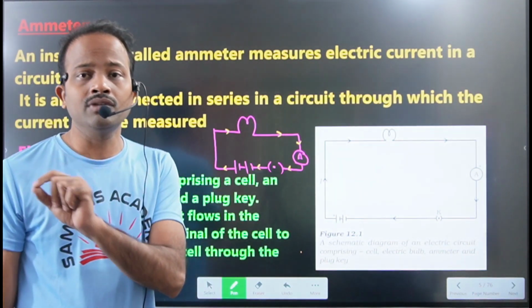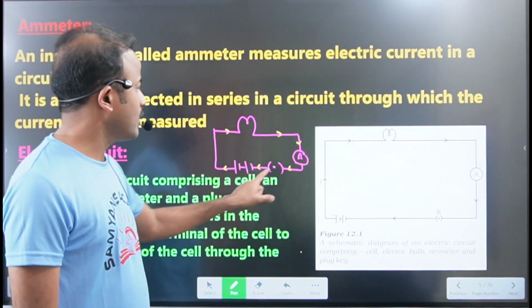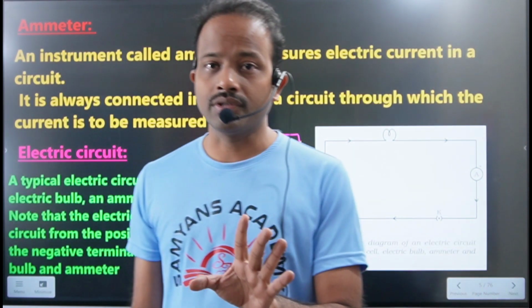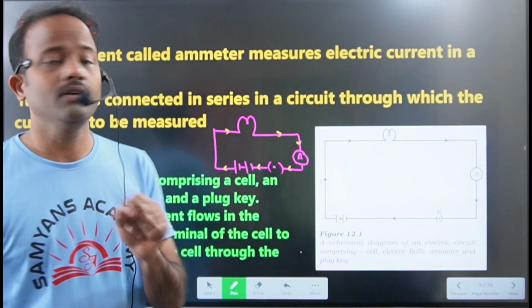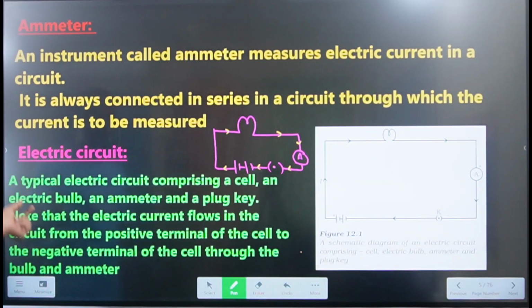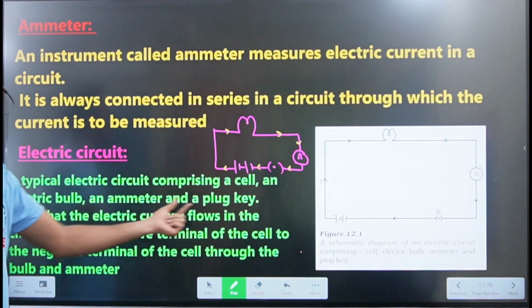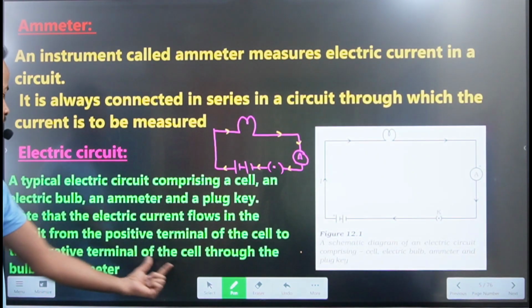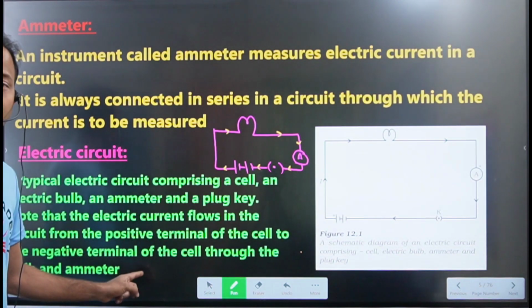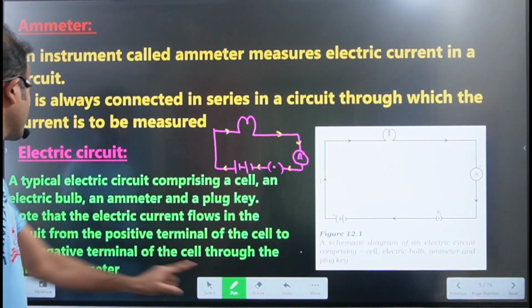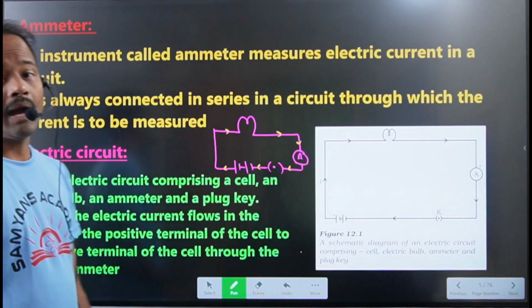Then how do you know whether it is open or closed? When you put the dot in between here, that indicates a closed circuit, means here current is flowing. Okay, so here current is flowing. Now this is an electric circuit comprising a cell, an electric bulb, an ammeter and a plug key. Note that electric current flows in the circuit from the positive terminal of the cell to the negative terminal of the cell through the bulb and ammeter.